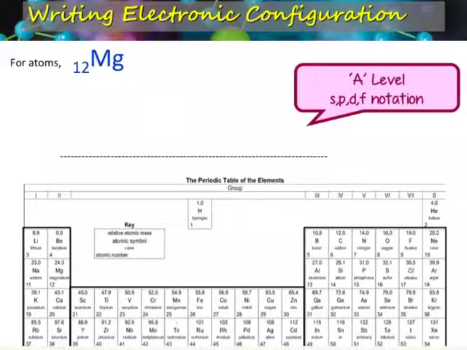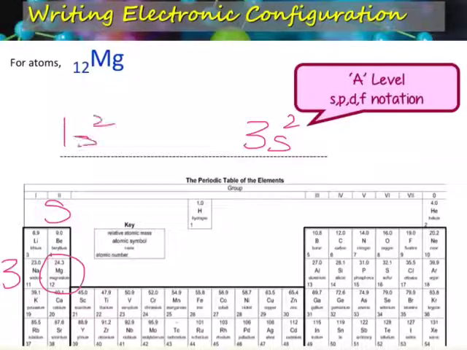Next example, magnesium. Again, locate magnesium in the periodic table. Since magnesium is the second member of the s block elements in period 3, its electron configuration will end with 3s2. For its complete electron configuration, we just have to start from the front: 1s2, 2s2, 2p6, and end with 3s2.